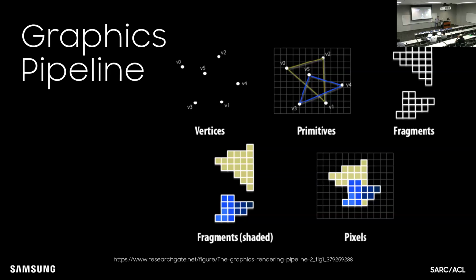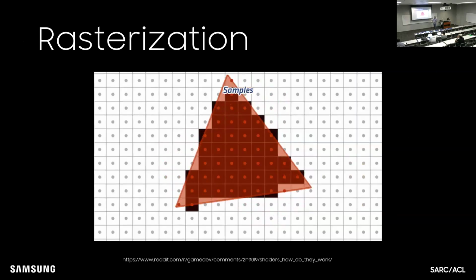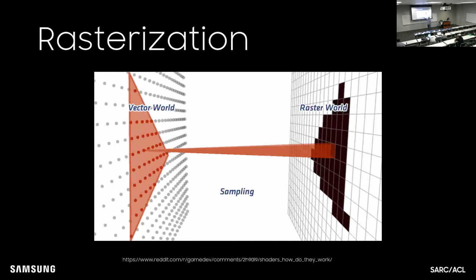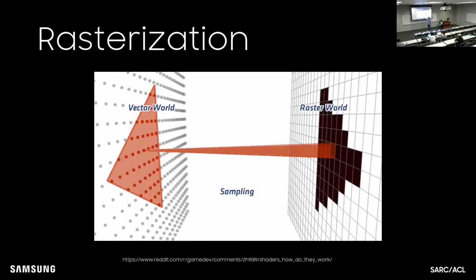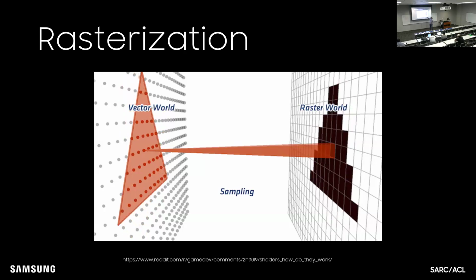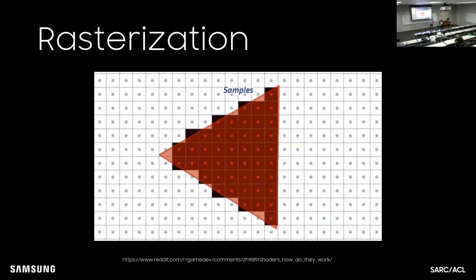It's very high level. Here's another illustration of rasterization I like, where this is vector world, which is perfect and floating point accurate. And here is raster world, where you only have 2 million pixels on your screen, and you need to map that to that and make it look as good as possible.